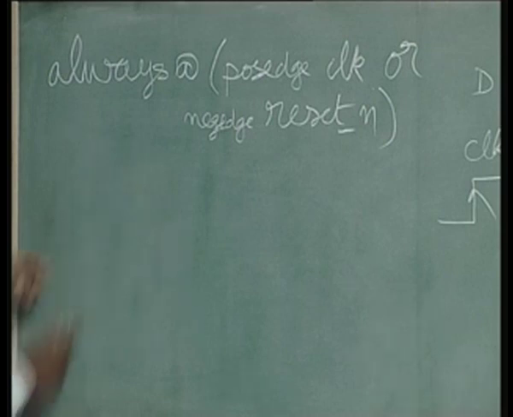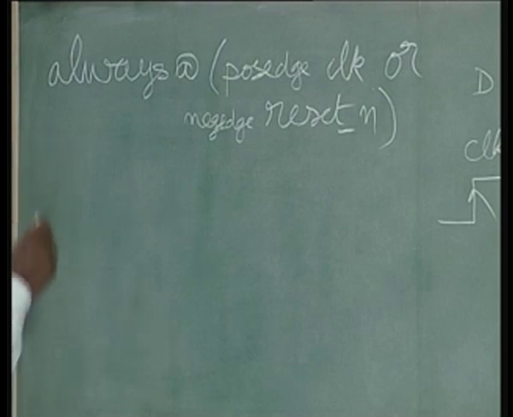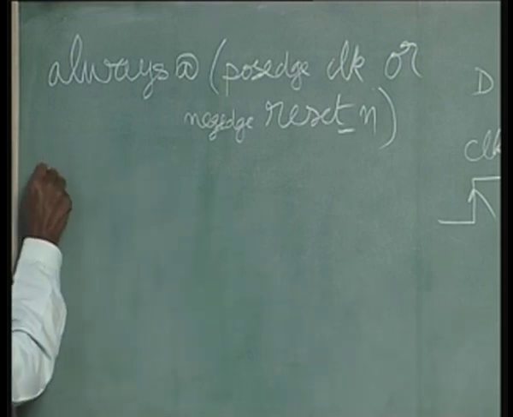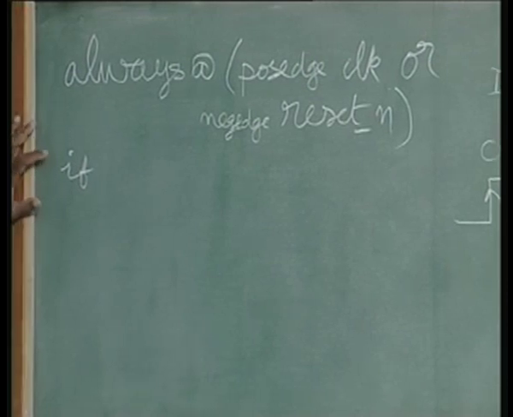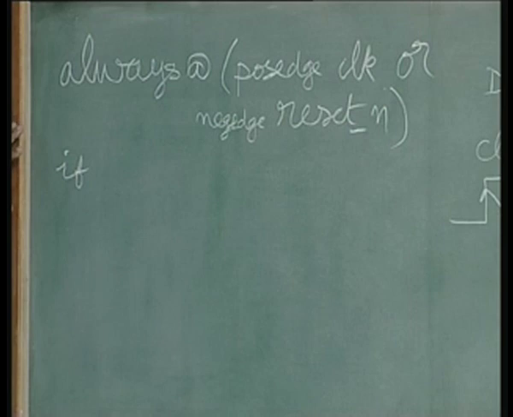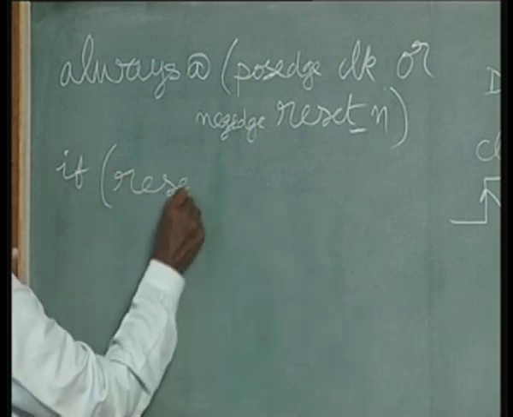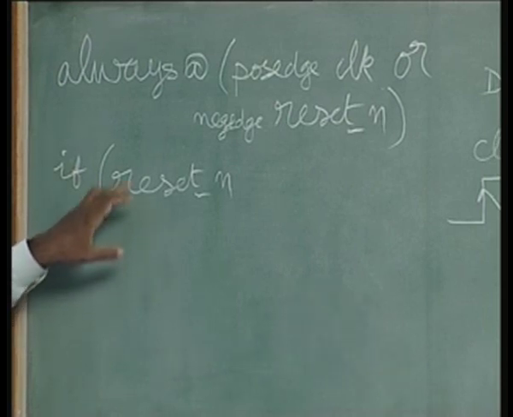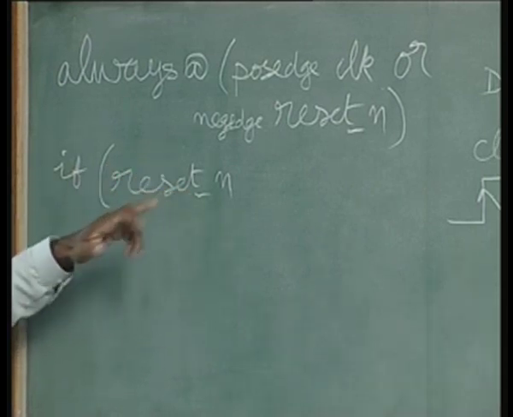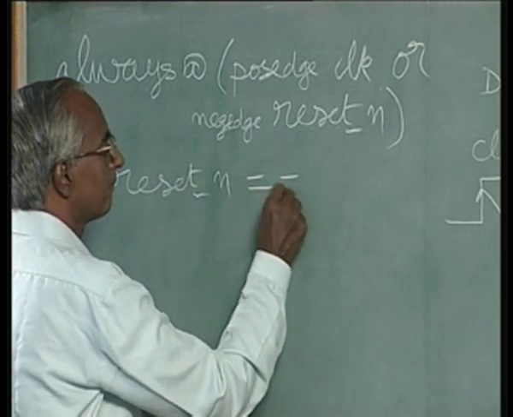Now coming to this, we have already accounted for the negative edge of reset, but when we write for reset, how do we write? We use a new term called the if statement. This is similar to the if else you have used in C. If you use if here, what you can do is take this reset underscore n and see whether it is high or low. In this case it is active low, so we have to check for 0.